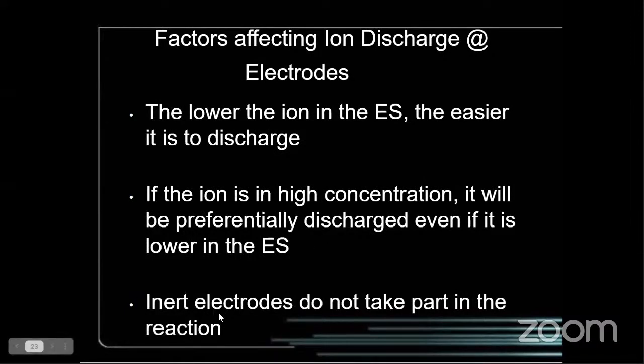Inert electrodes like the ones we mentioned previously, graphite and platinum, do not take part in the reaction. There are only a couple of occasions where we use active electrodes, and we'll come across them in your syllabus. That is when we're looking at the purification of metals or electroplating. Outside of that, we don't use active electrodes.